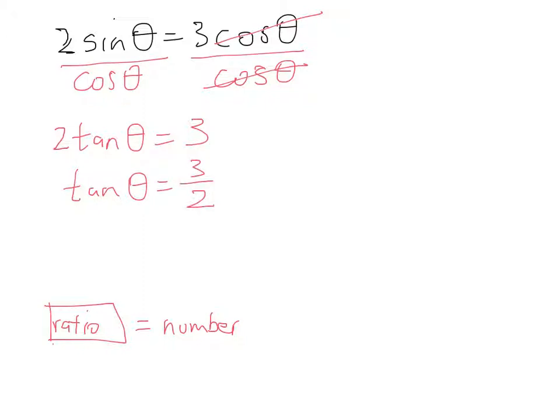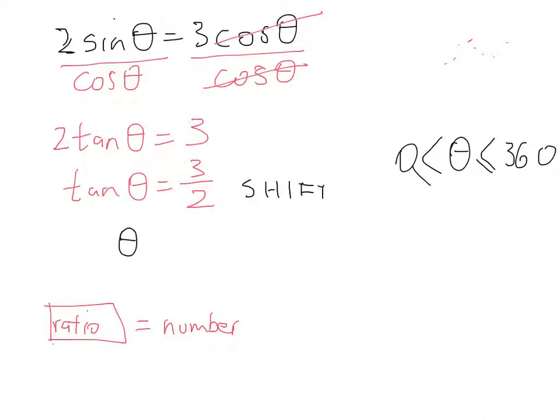I've still got this 2 I've got to deal with, so I've got tan theta equals 3 on 2. Okay, well, we notice that's not an exact value. Okay, I'm just adding the domain in there between 0 and 360. And, well, we don't have an exact value for that, but we can use our calculator by pressing shift and then tan 3 on 2. So if I do that, and what I find by using my calculator is that my angle is 56 degrees and 19 minutes. And that's to the nearest minute.